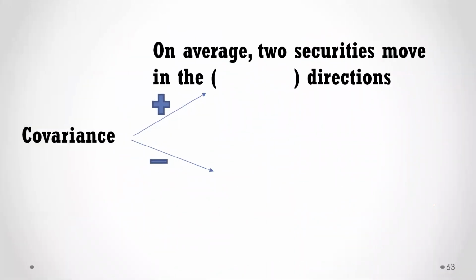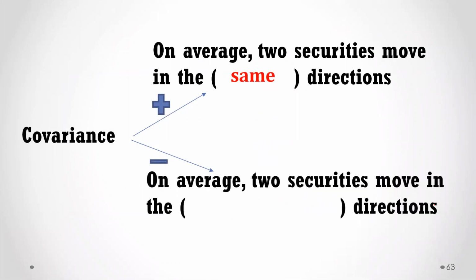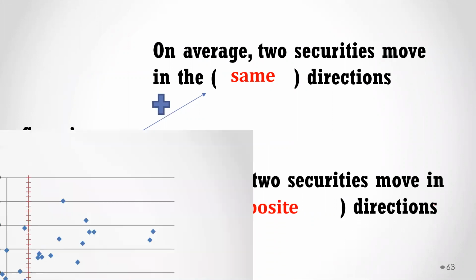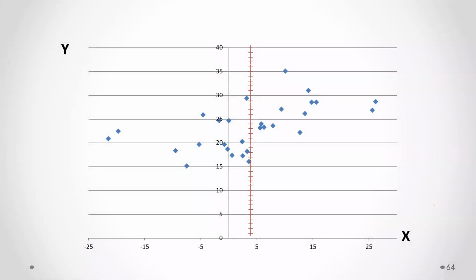So to sum up, the covariance measures the co-movement of the two stars. If the two securities move in the same direction, they should have positive covariance. If the two stars move in the opposite direction, they have negative covariance. So this is the image of the calculation. So we have x on the x-axis, and y on the y-axis.